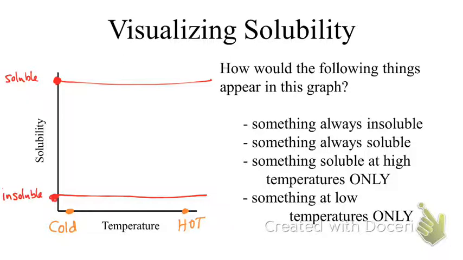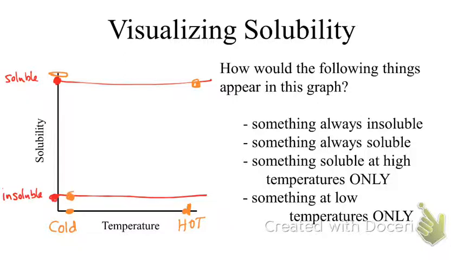So where's high temperatures? Probably at our hot end. And it has to be soluble. Where's soluble? It's up at our top. So if we want something that's soluble only at high temperatures, what does that mean it's going to be at low temperatures? Insoluble. So we have to somehow connect these two lines.